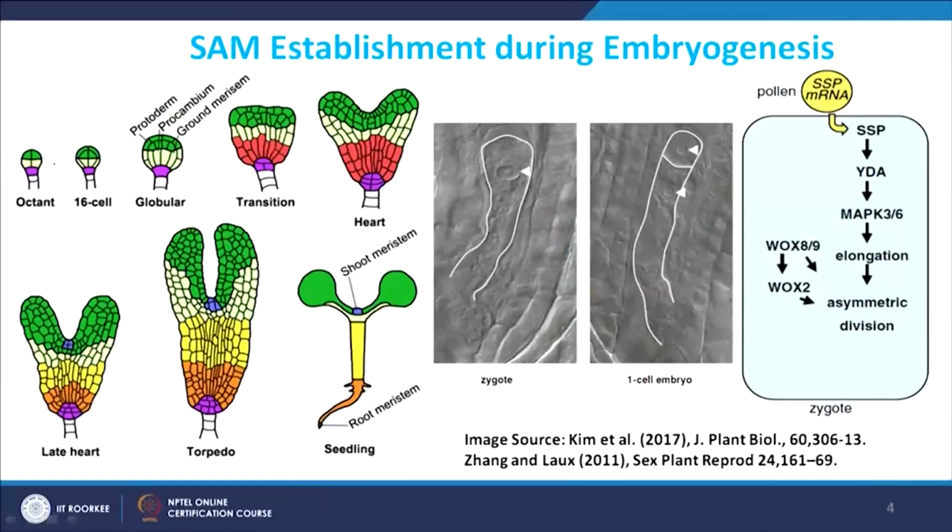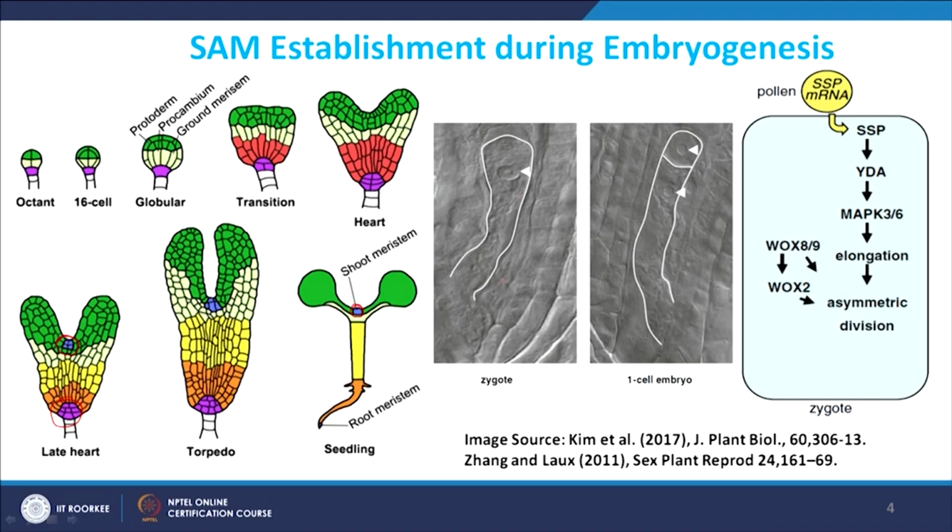If you look at the establishment, the shoot apical meristem is established at a very early stage of embryogenesis. If you recall the previous class, the first cell which starts cell division is the zygote, and then the zygote undergoes a series of cell divisions and different stages of embryo development. At a particular late stage, this region is assigned as the shoot apical meristem and this region as the root apical meristem. And then you have an immature seedling, where the shoot apical meristem is positioned here.